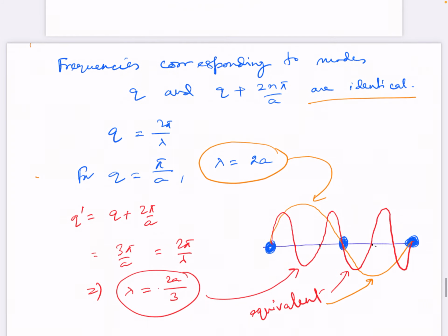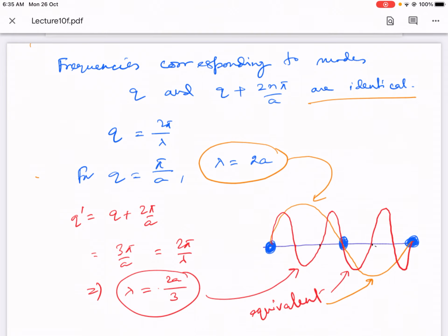I'm considering, let's say, q equal to 2 pi by lambda, so this is the wave vector. Now for q equal to pi by a, lambda is 2a, 2 times the lattice constant. So q equal to 2 pi by lambda is the definition, the relation between the wave vector and lambda, which is the wavelength. Now for q corresponding to pi by a in this case, lambda is 2a. So that is the wavelength.